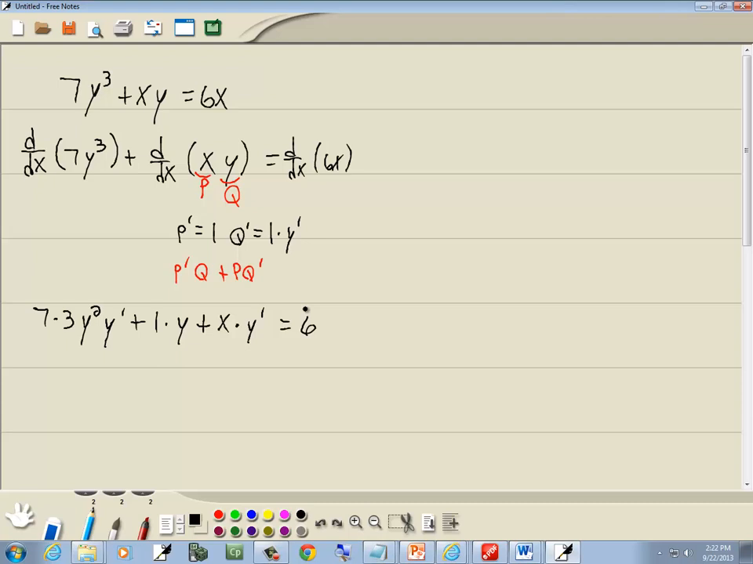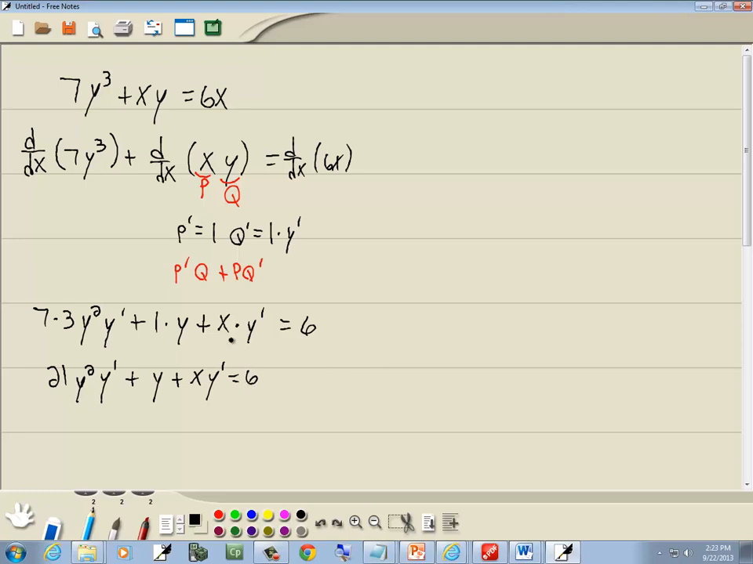Let me double check that. 1y and then x. Yes. Okay. So 7 times 3 is 21. So we got 21y squared y prime plus that 1 drops away, and we got y plus x y prime is equal to 6.